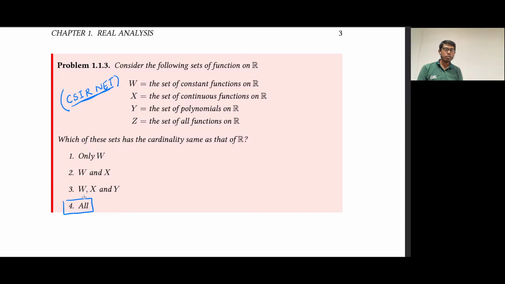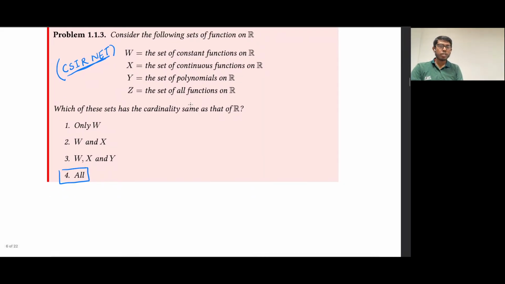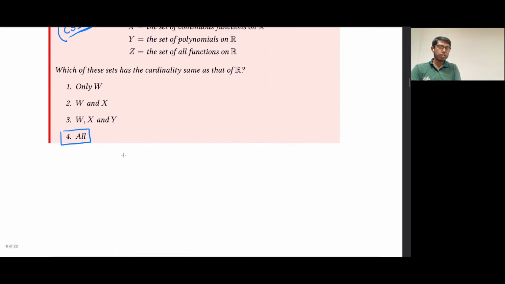Okay. So, let's start with W. So what is the problem? Consider the following set of functions on R. The first is the set of all constant functions, the set of all continuous functions, the set of all polynomials, and the set of all functions on R. So these are the four choices, and we need to see which of these sets have the same cardinality as R? Okay. So start with the set of all constant functions.